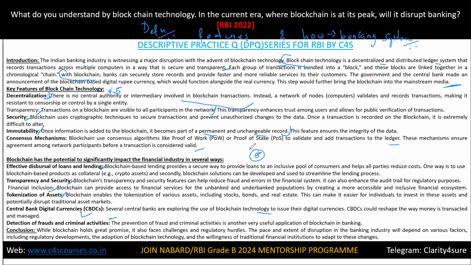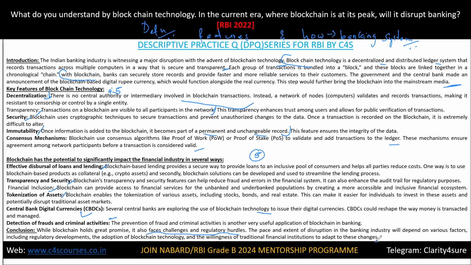Next, in the conclusion, you can start with: blockchain holds great promise, but it also faces challenges and regulatory hurdles. The pace and extent of disruption in the banking industry will depend on various factors, including regulatory developments, adoption of blockchain technology, and the willingness of traditional financial institutions to adapt to these changes. This would be the perfect conclusion, students.